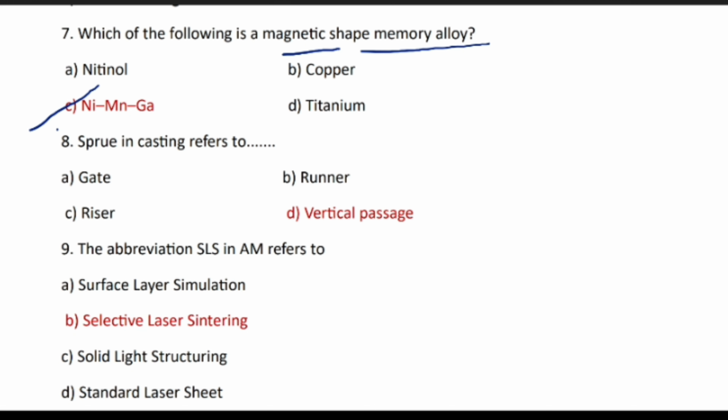Sprue is a casting term. It is a vertical passage. Answer option D. The abbreviation of SLS in AM refers to selective laser sintering, option B.